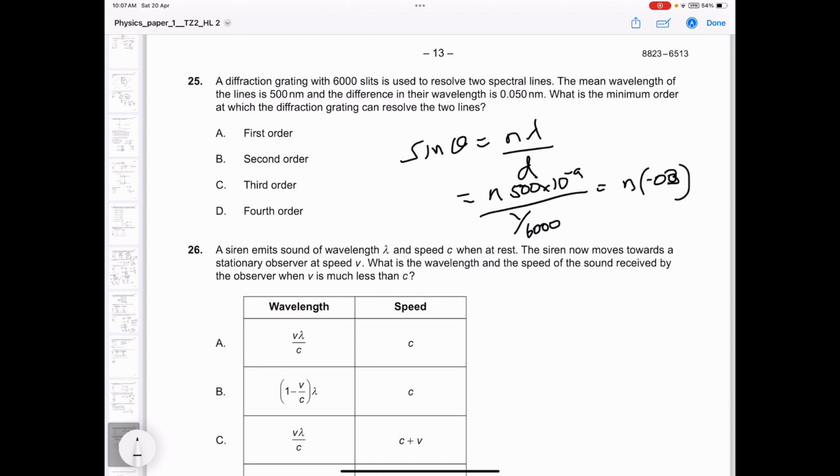So what's the minimum order at which the diffraction grating can resolve 2 lines? So the difference for the first one is 0.05. So if we multiply 2 here by 0.03, that means we're going to get 0.06. So that means that the second order will be resolved. So the answer is B.